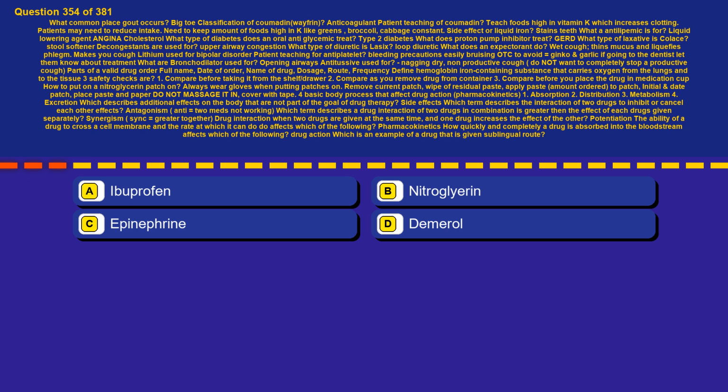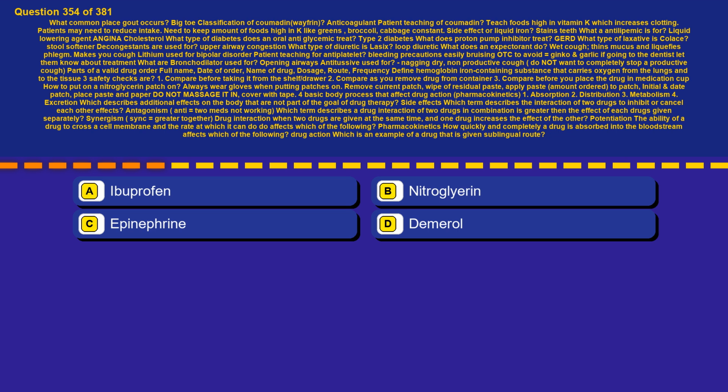Side effect of liquid iron: stains teeth. What is an antilipemic for? Lipid-lowering agent. Cholesterol. What type of diabetes does an oral antiglycemic treat? Type 2 diabetes. What does a proton pump inhibitor treat? GERD. What type of laxative is Colace? Stool softener. Decongestants are used for upper airway congestion.